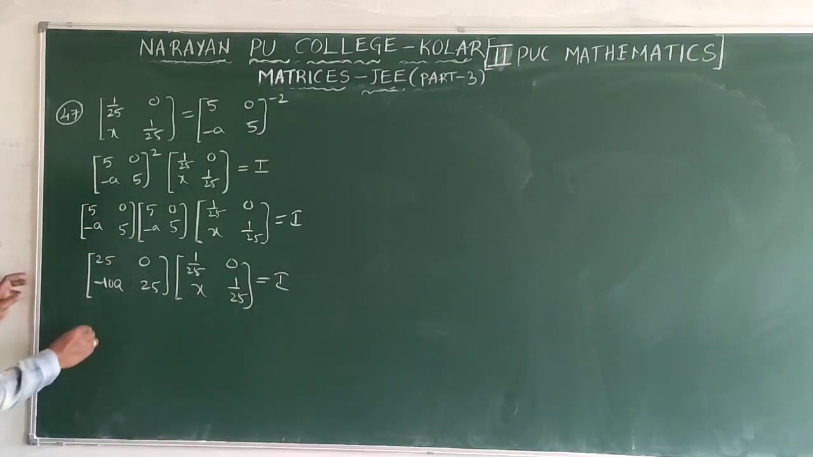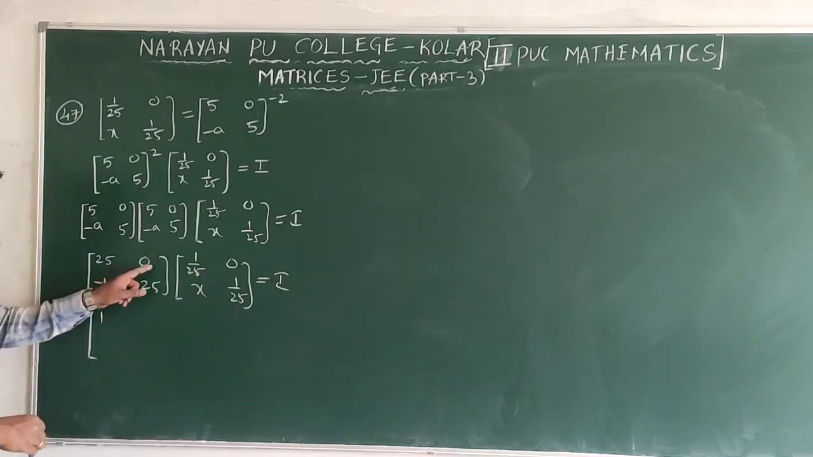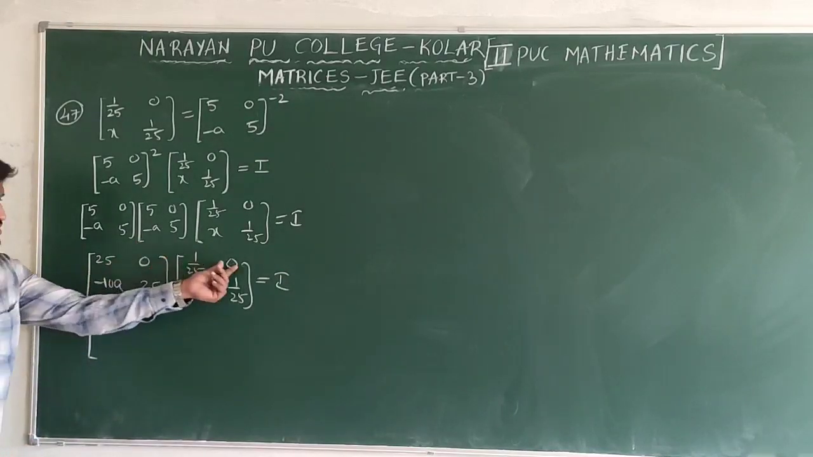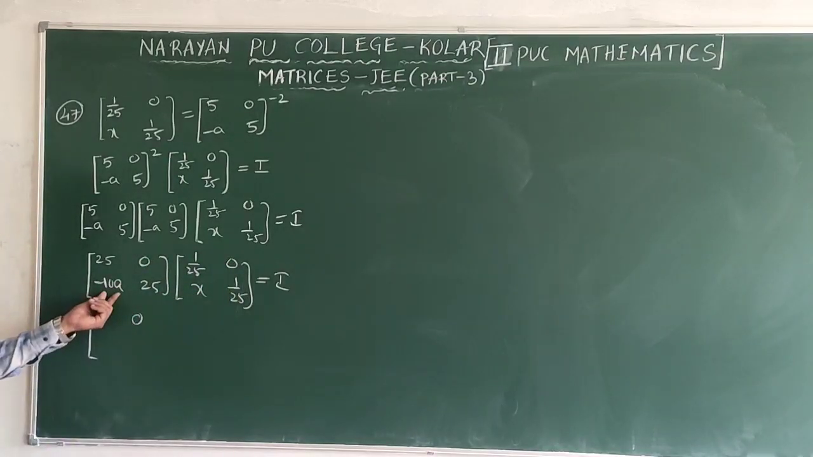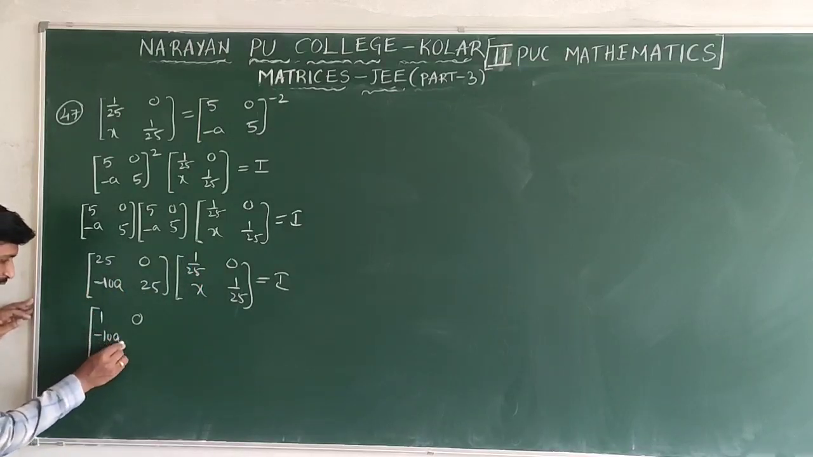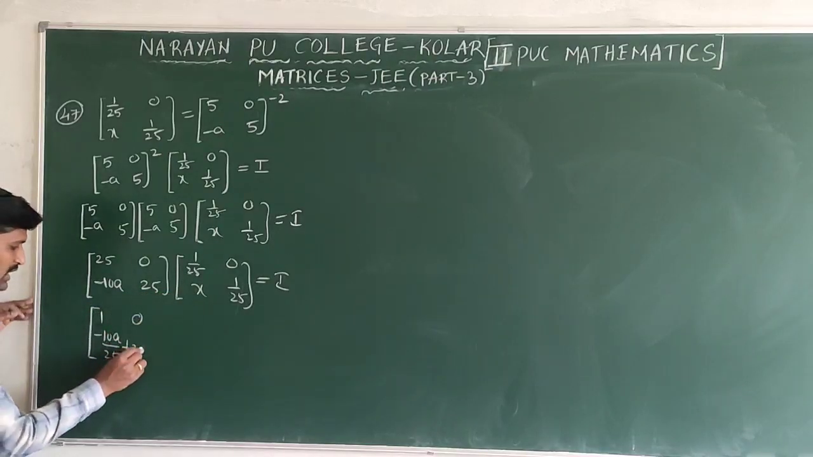Again these two matrices multiply. 25 into 1 by 25 is 1, 0 into x is 0, leave it. 25 into 0 is 0, 0 into 1 by 25 is 0. Next, minus 10a into 1 by 25 is minus 10a by 25. Next, 25 into x, plus 25x.